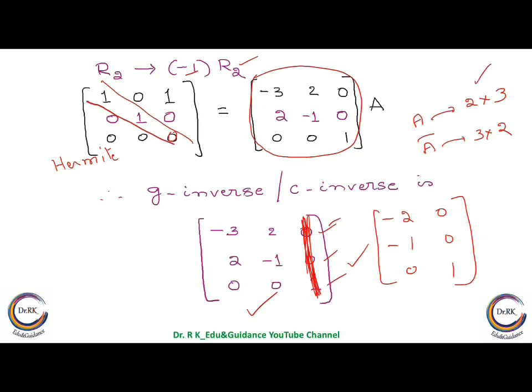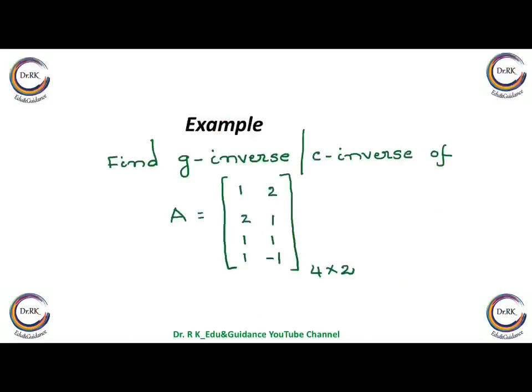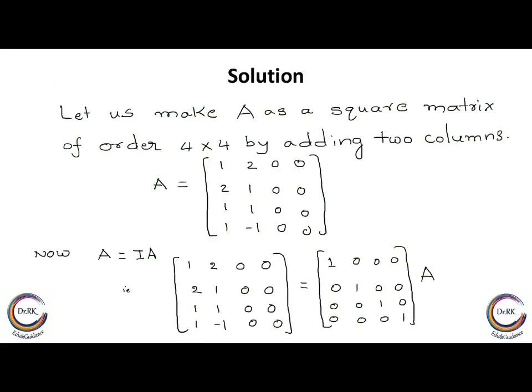Okay. Then one more: find G inverse or C inverse of this 4 by 2 matrix. So immediately what we recall is, we have to make this a 4 by 4 square matrix, where we add 2 extra columns with zeros. So this is an extra column, this is an extra column. Then A equal to IA. Since it is a square matrix of order 4, we take the identity matrix of order 4, 1 0 0 0, 0 1 0 0, 0 0 1 0, like this.